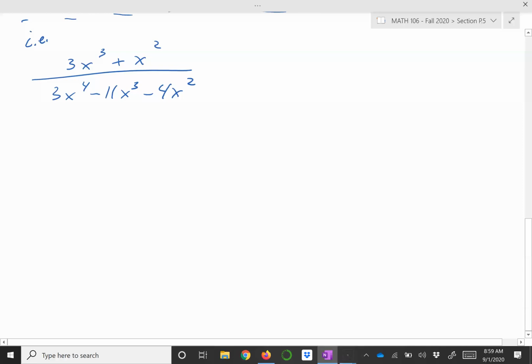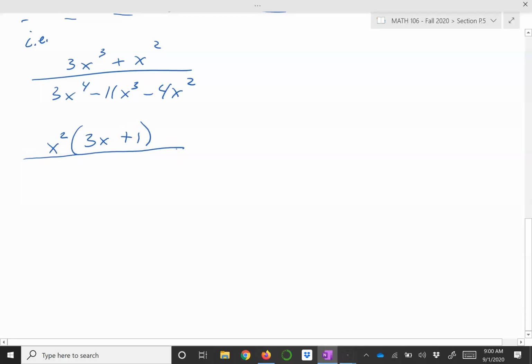So help me out. What's the GCF in the numerator? Yeah, x squared, right? We don't have an integer; really the integer's 1, but the lowest power of x is x squared. All right, so when we factor that out, we're going to get x squared times 3x plus 1, right? That's all, there's nothing else I could do up there. It's factored.